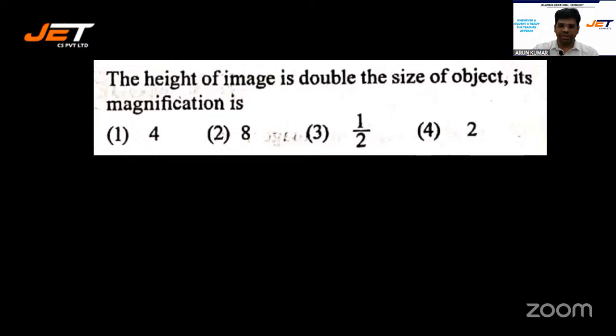The height of the image is double the size of the object. Its magnification is. Height of the image they are saying is double. What is the magnification? So magnification is nothing but hi by ho. Height of the image by height of the object.